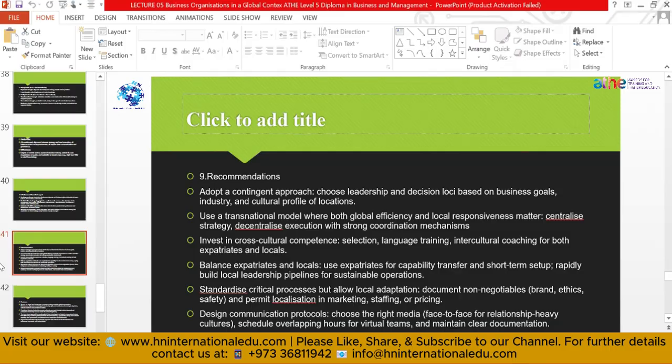Invest in cross-cultural competence, that is selection, language training, and intercultural coaching for both expatriates and locals. You try to have people of different backgrounds, cultures, and even qualifications. That is how you can always run a good and healthy environment in the organization.